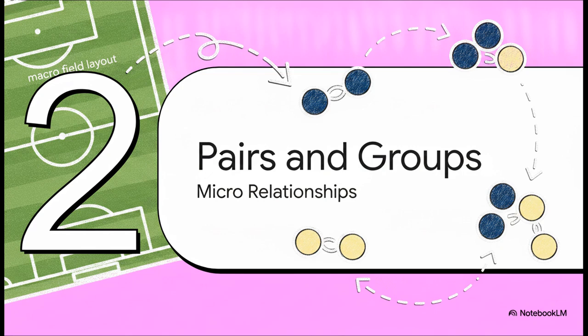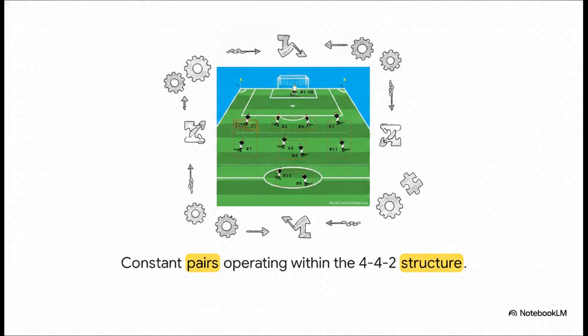Moving right along to Section 2, balancing pairs and groups, looking at those micro relationships. So if we zoom in from that macro layout, we start to see these constant linear pairs operating within the broader team structure. Across the entire field, groups of two, like two central defenders, a fullback and a winger, or two forwards, are constantly working together to fulfill localized tactical agendas. And honestly, no matter what genius overarching strategy a coach comes up with, the success of the whole shebang relies heavily on how well these isolated pairs understand their tactical relationship with one another.